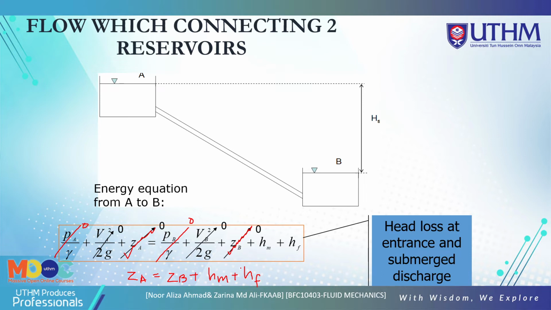So HM, HF. For the minor losses, they have two minor losses, the entrance and also the exit here. For the exit, you must refer to chapter 4 to get the KE here.